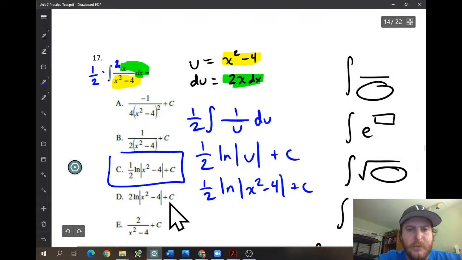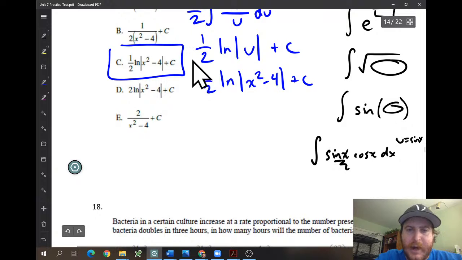So we get choice C. Some of you guys might have been able to do this in your head. If you notice, okay, my u is the x squared minus 4, and my du is 2x. I know it's going to have to be a half, and then it's going to be an ln. So C is the only one with a half and an ln. You'd maybe do it quicker. I like to take my time and really verify that I have the right answer, though, by actually fully doing the equation.